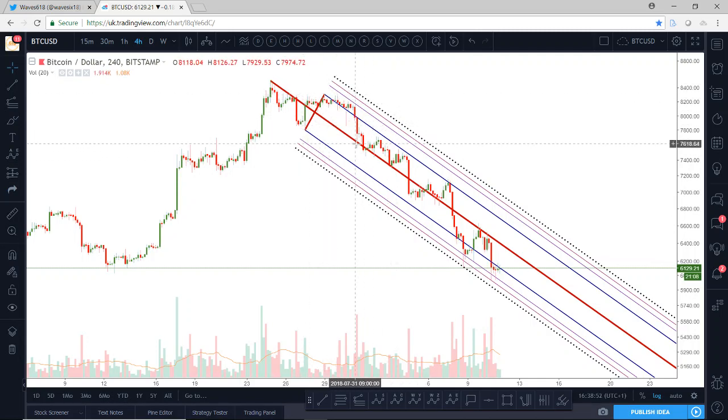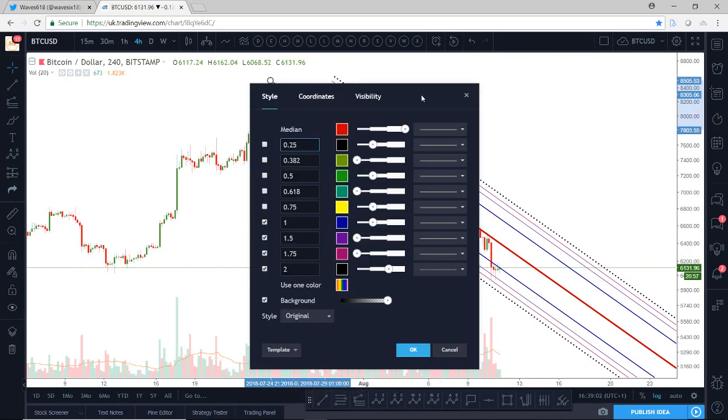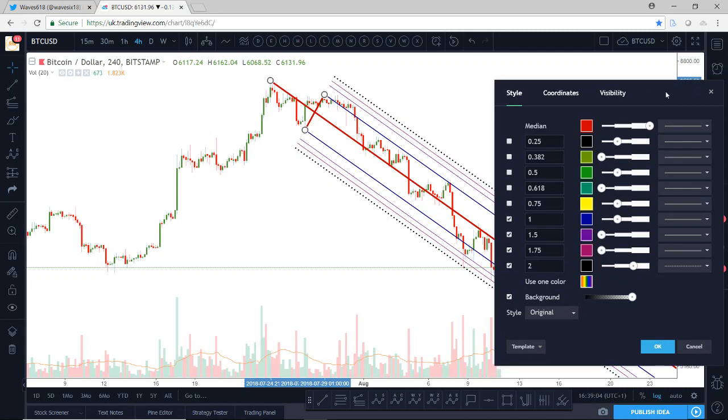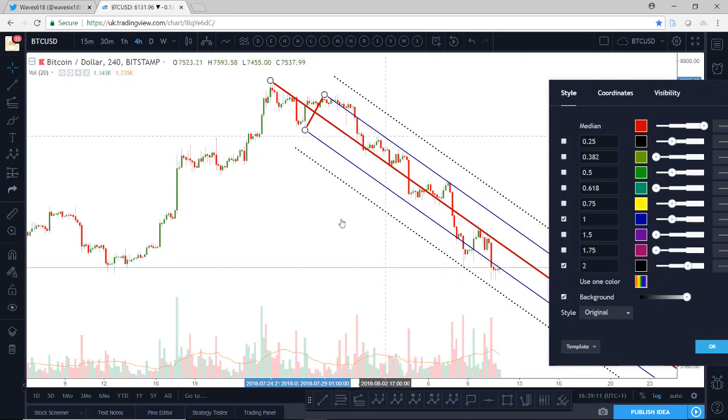So that's where I drew my pivots. Simple as that. And then on this pitchfork, you can see I've got a couple of extra lines that I don't always put on my pitchforks, and we can take them off. They're not as important. It's the 1.5 and 1.75. They can be taken away. These are the most important lines on any pitchfork.